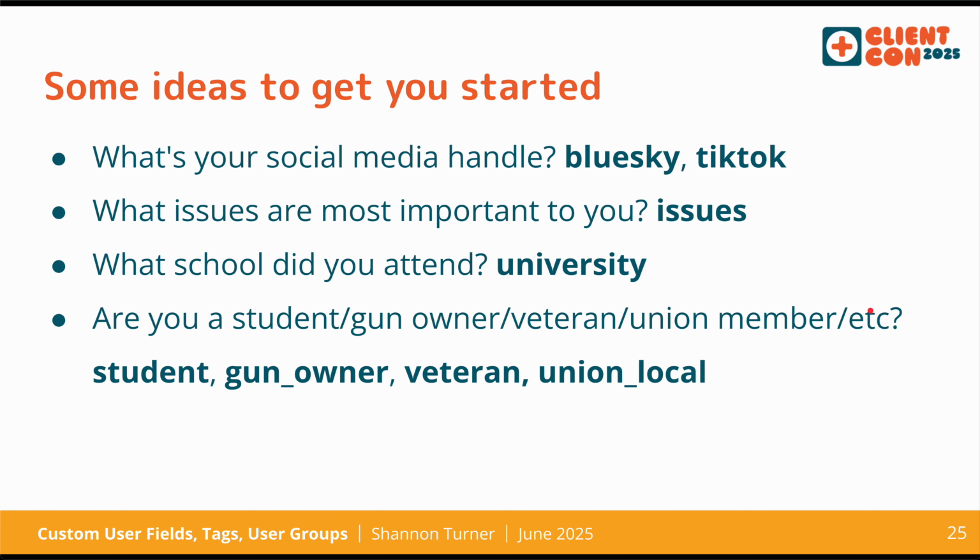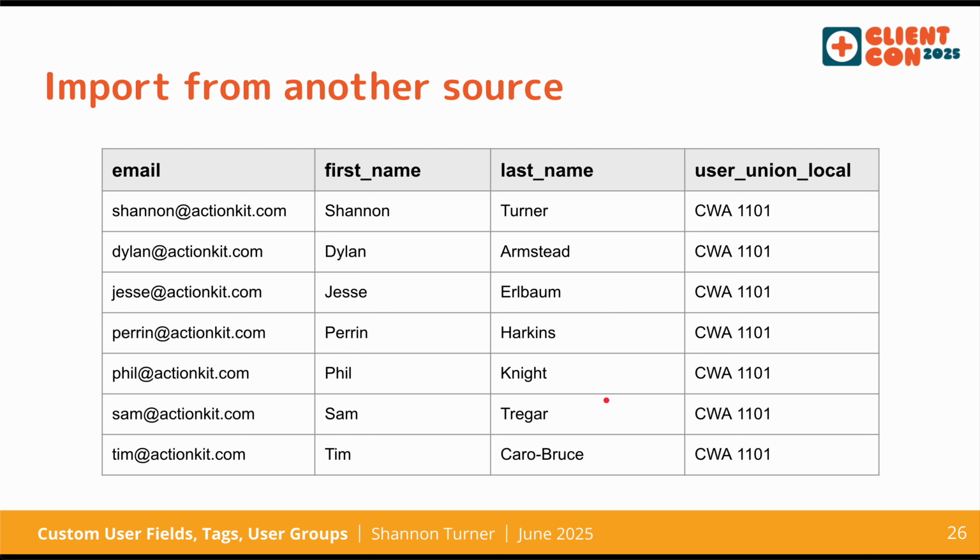So here's some ideas to get you started for some custom user fields that you could use. Things like, what's your Blue Sky handle? What's your TikTok? What issues are most important to you, and let users choose them from like a list that you provide. What school did you attend? We have a lot of clients asking, like, are you a student? Are you a gun owner? Are you a veteran? Are you in a union? All of that can be really, really helpful.